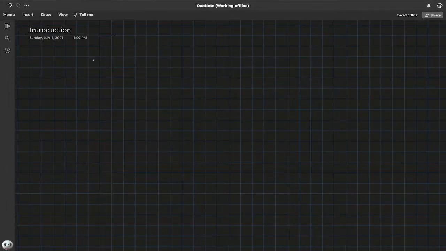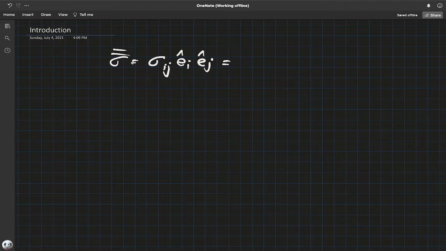Let's express tensor sigma in the subscript summation convention. So sigma sub ij is the rank 2 tensor, e sub i hat tensor e sub j hat. And since sigma remains the sigma tensor in any coordinate system, you can express it in the prime coordinate system with sigma prime sub st e sub s prime hat e sub t prime hat.